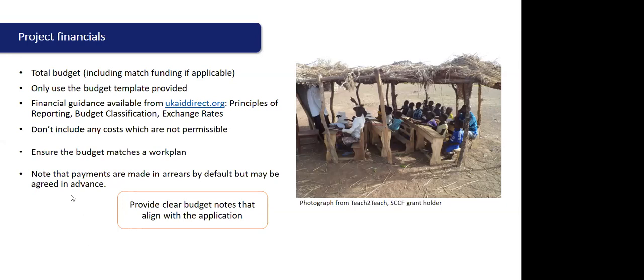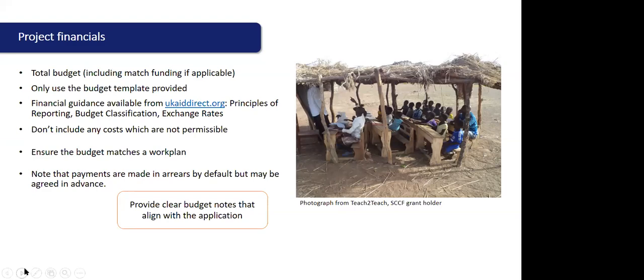So the best budgets that we see are those that have got really comprehensive notes on the right-hand side of the template, really comprehensive budget notes as to what the costs are covering, and they align with the proposed approach and the delivery. So where you've told us in your application form in the narrative what interventions you're going to deliver, we see a really clear alignment with your budget. So that's very quickly the top tips.